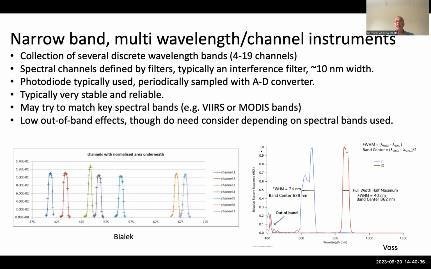There are some out-of-band effects on these. They typically are not really big, but you do need to consider these depending on which spectral bands you use in choice and your sensor. So what is out of band? Here's another example of two different filter sets and their response function. This one's not as clean, but this one is a little bit cleaner in terms of the interference filter pass through. Each of these, if you measured it across, you would see a slight out of band signature at a lower wavelength.